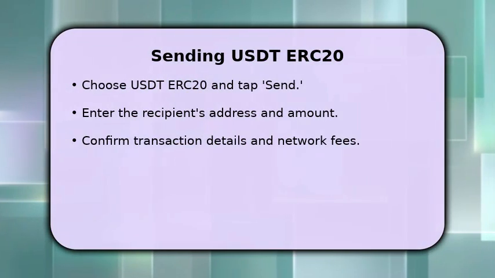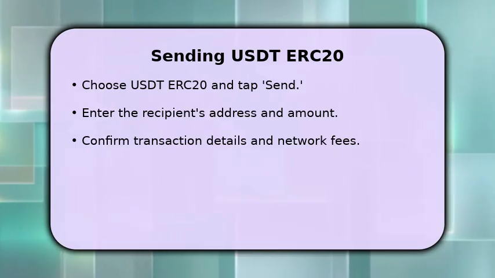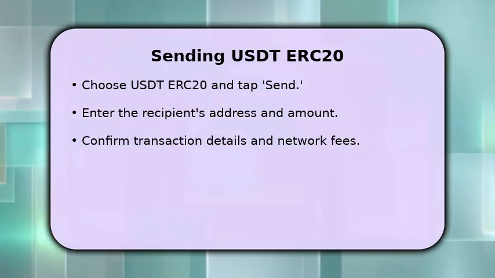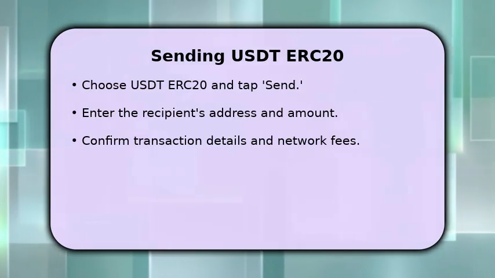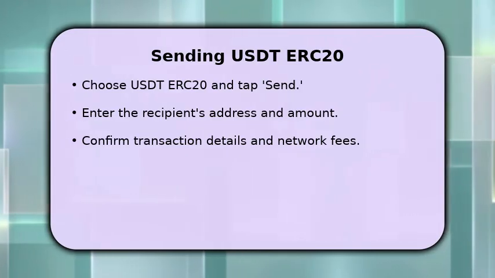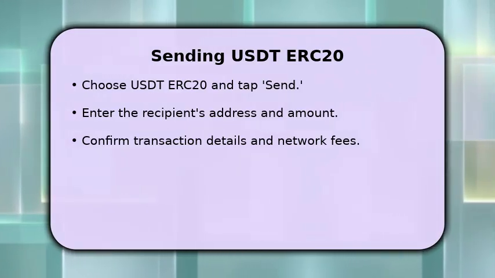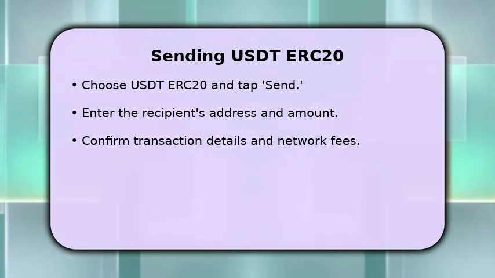When you're ready to send USDT ERC20, select the token in your wallet and tap Send. You'll need to enter the recipient's wallet address and the amount you wish to transfer. Carefully review all the transaction details, including the network fees, before confirming. These fees are paid in Ethereum, so ensure you have some ETH in your wallet.